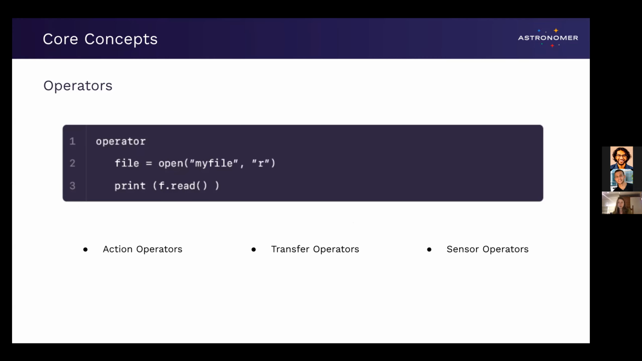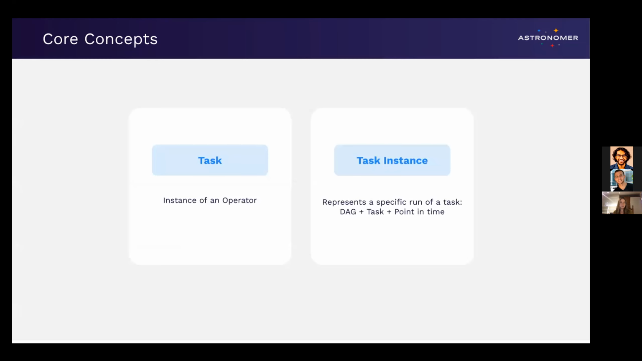And then finally, you have sensor operators, or frequently referred to as just sensors. These are operators that are designed to wait for something to happen. So they're a way of building in more event-based triggering into your DAGs. So there are sensors that wait for a file to land on S3, or wait for another DAG to finish running, or things like that. So those are the tools that are in your toolbox as far as operators go.